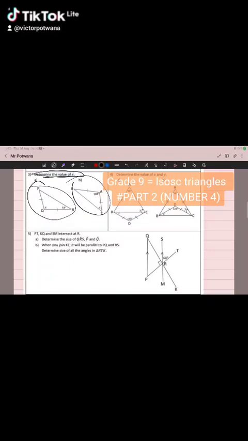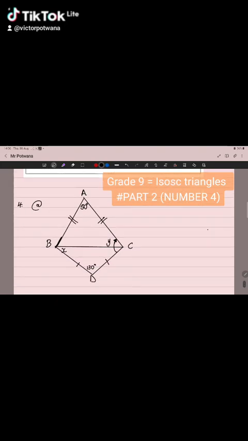Part 2. This is a continuation of number 3. Now we'll be focusing on number 4. Let's take a look at this diagram, which is the first diagram here.